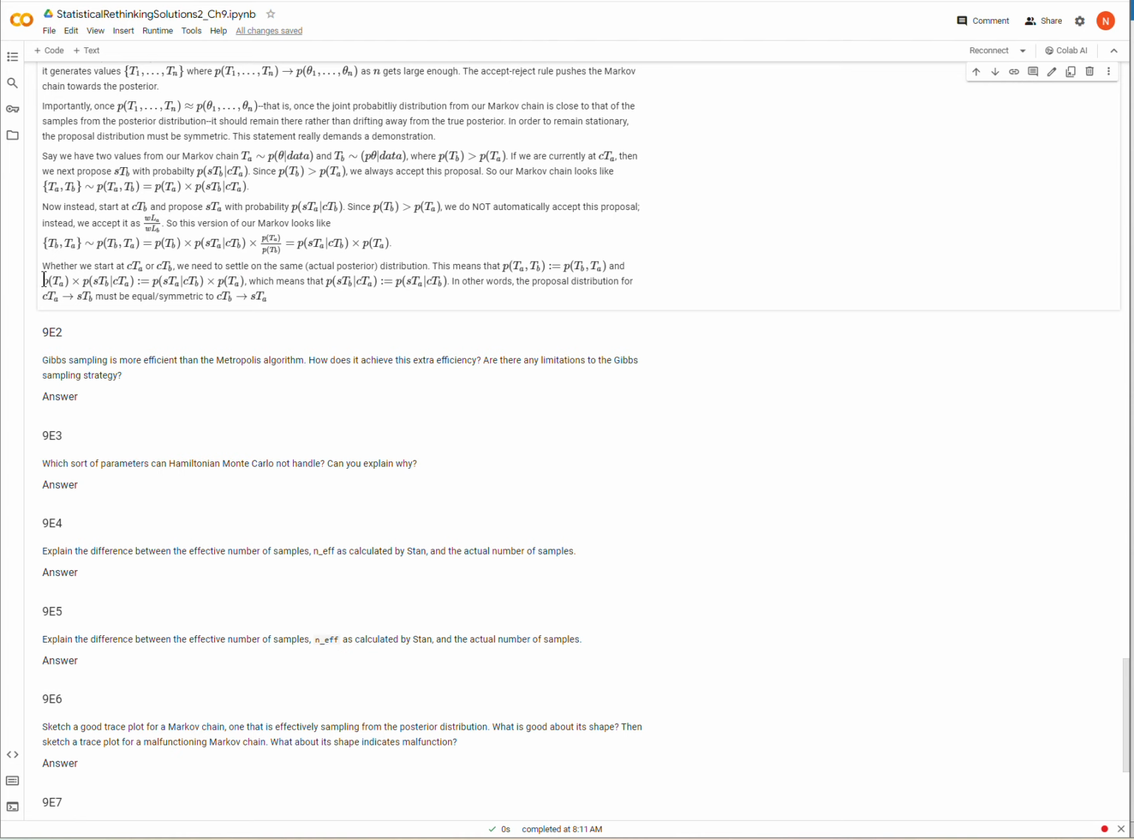And notice that they both have PTA here, but they have different proposal distributions, right? One starts at TB and one starts at TA. Or I'm sorry, one starts at TA, one starts at TB, okay? But if these two sides are equal, that means that this term and this term must be equal, okay? So in other words, the proposal distribution from A must equal the proposal distribution from B in order to arrive and stay at the posterior distribution.